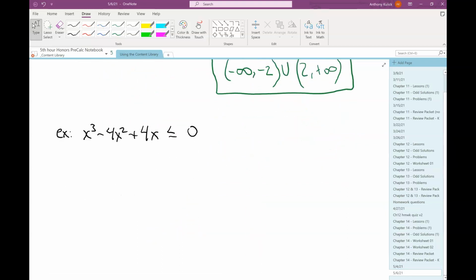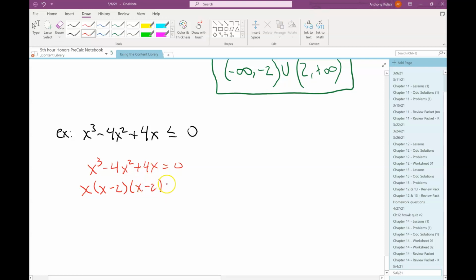I want to do a variety here of examples of varying difficulty. So again, this is a polynomial, so I know that it's continuous everywhere, so all I care about are its x-intercepts. So I can factor that. I'll take out the greatest common factor, and then the factors that multiply to give me 4 and add to give me -4 are just x minus 2 and x minus 2.